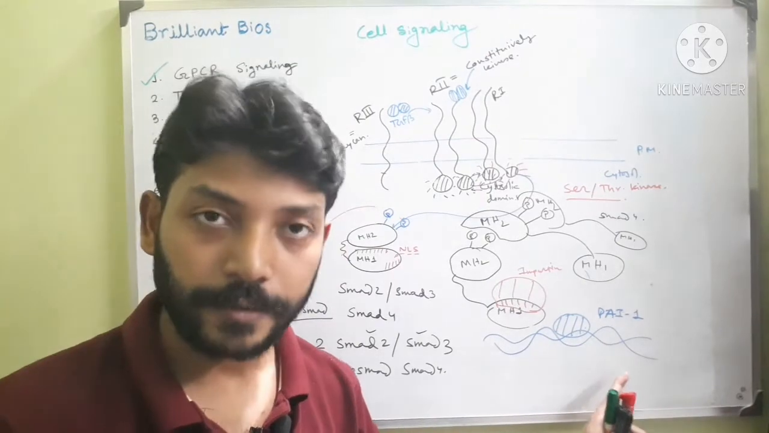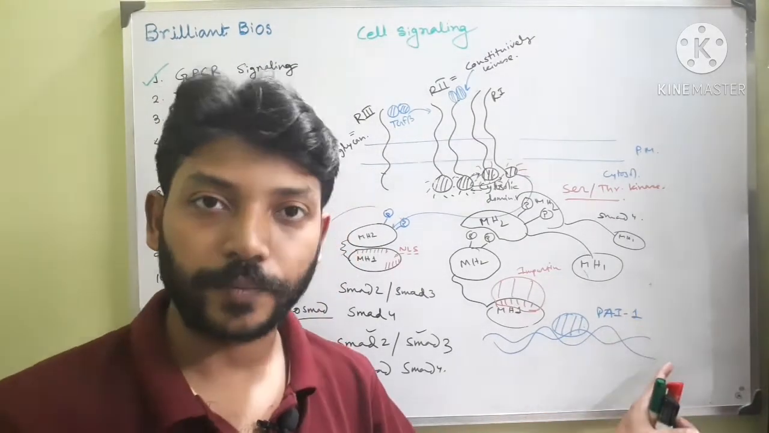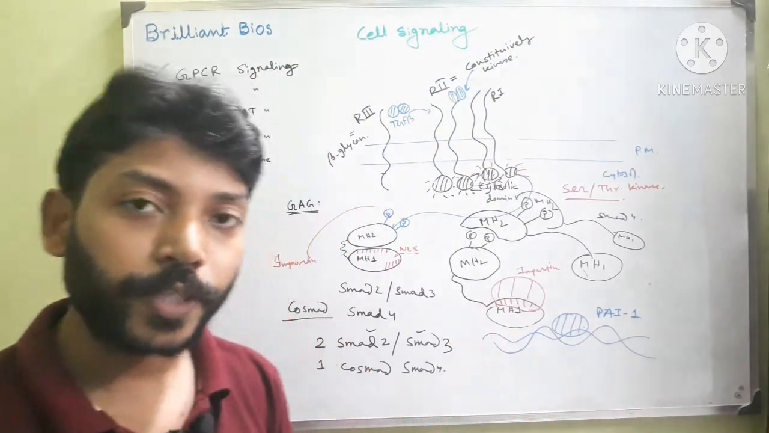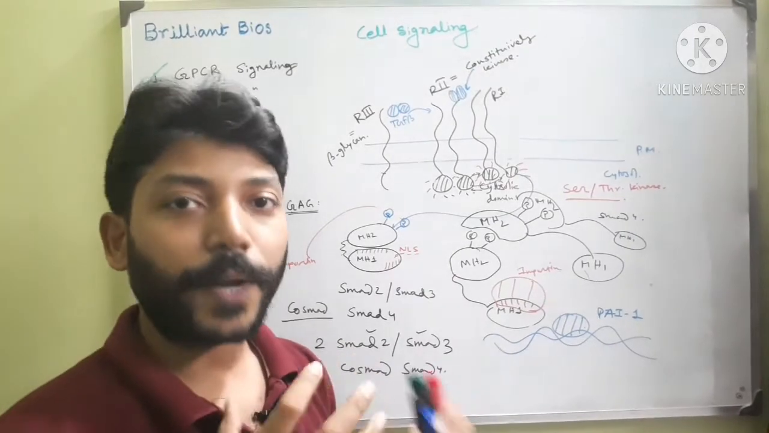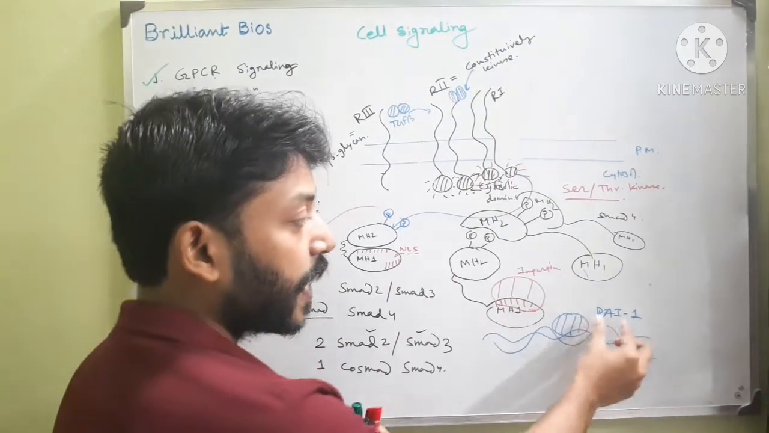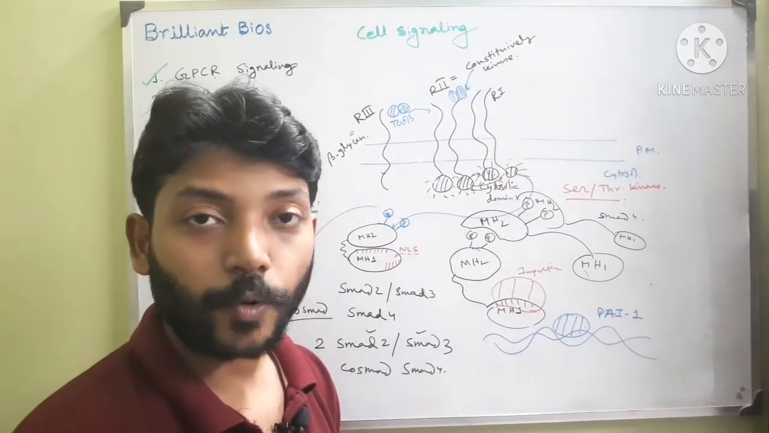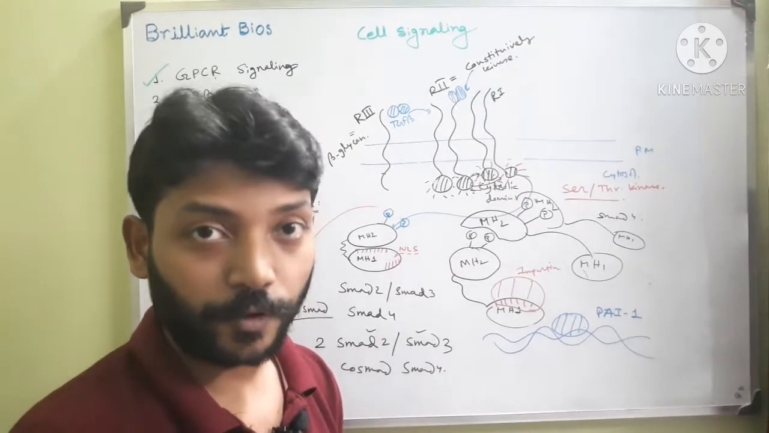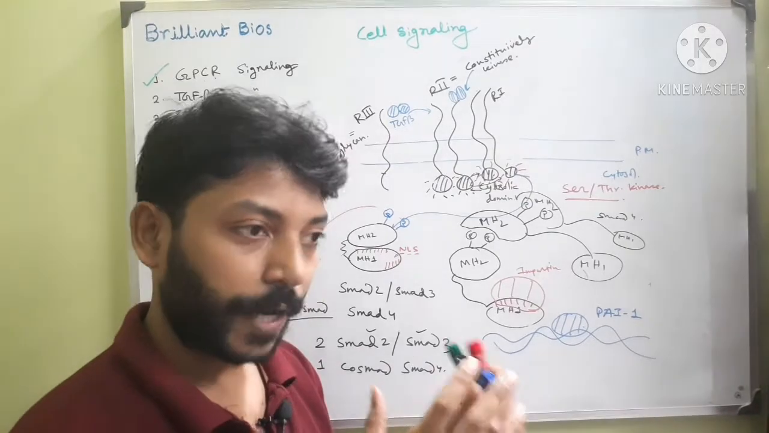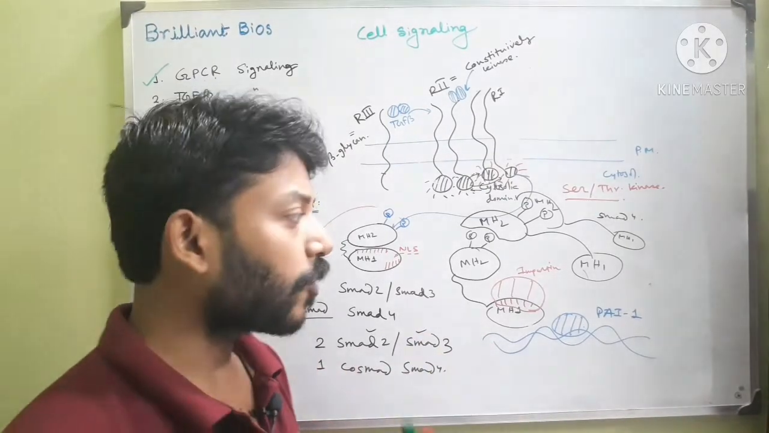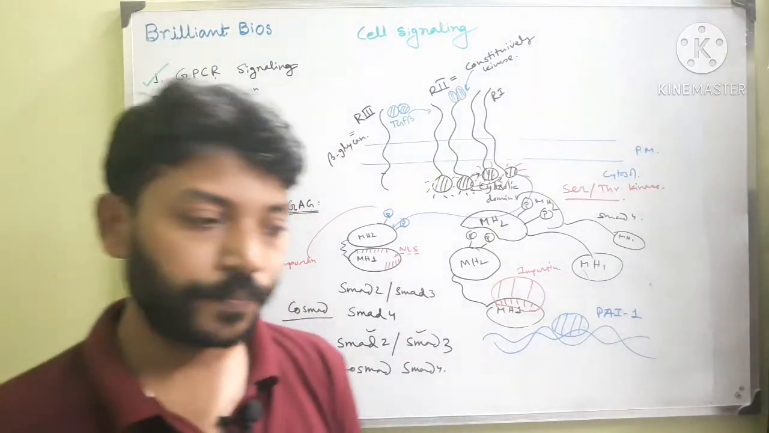transcribed and translated, this protein inhibits the serine protease, and that serine protease actually digests the extracellular matrix. So when this PAI protein gets produced, the serine protease cannot perform its function. So the extracellular matrix remains intact. And what is the significance of the extracellular matrix?